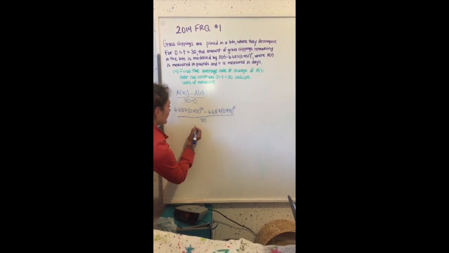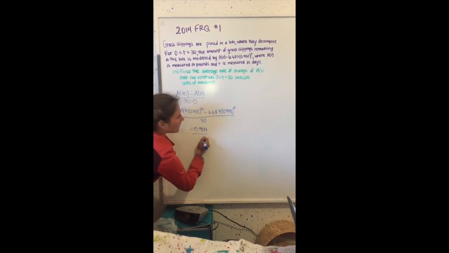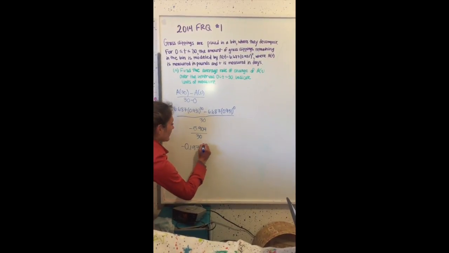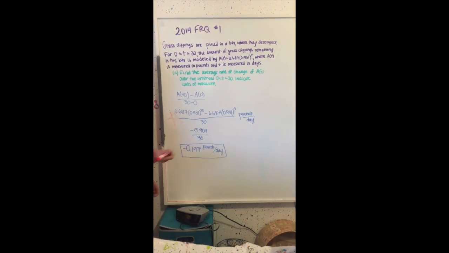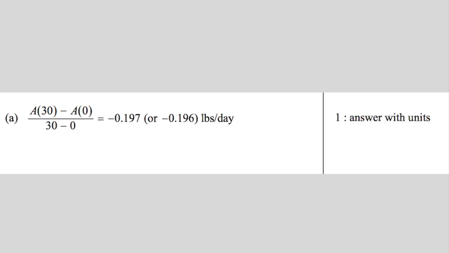If we keep going, we can use our calculator to get negative 5.904 over 30, which equals negative 0.197 pounds of grass clippings per day. This part is worth 1 point. To get the full point, you must have the answer with units.